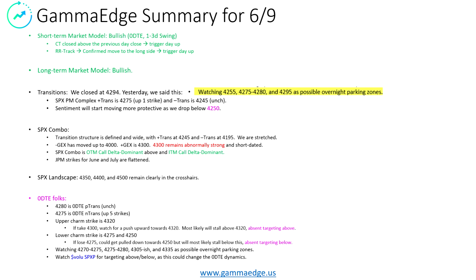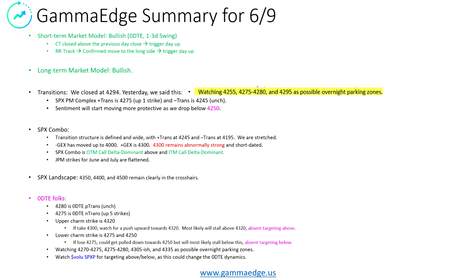Short-term market model has flipped back to the bullish side. This is a very short-term model. The trend for the 0DTE and for short swing trades is up. The cumulative tick closed above the previous day close. It's a very simple model, works very well. This generates a new trigger day up. Be aware of that for today.